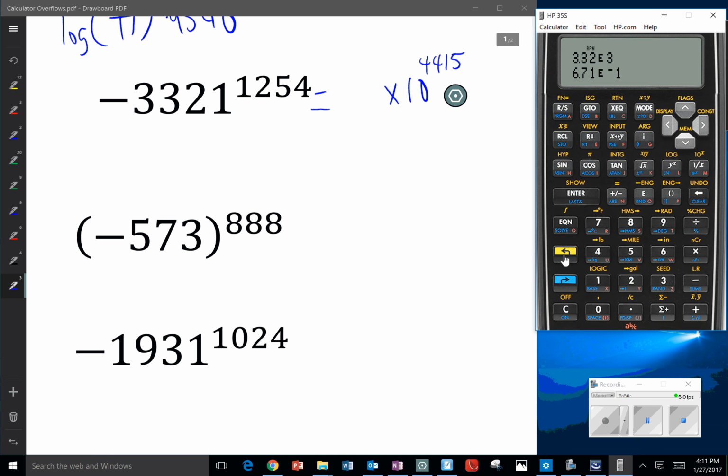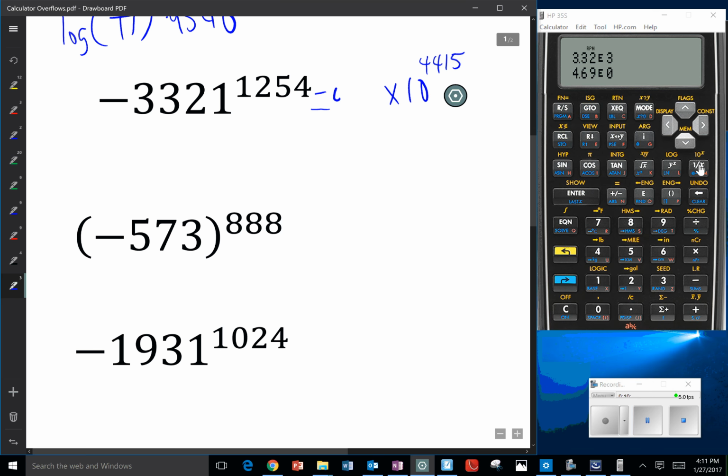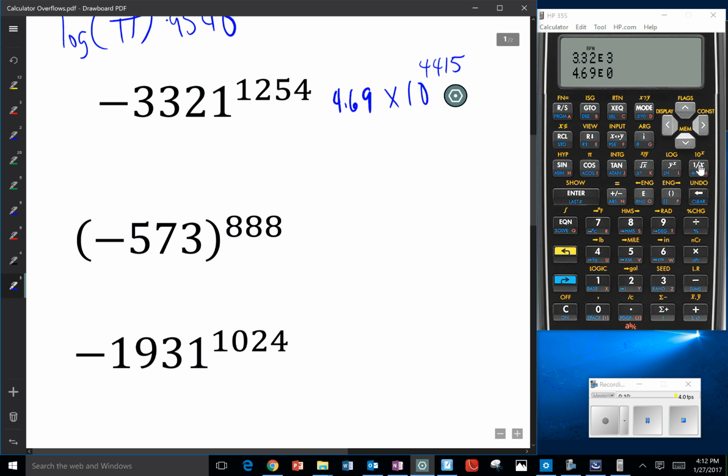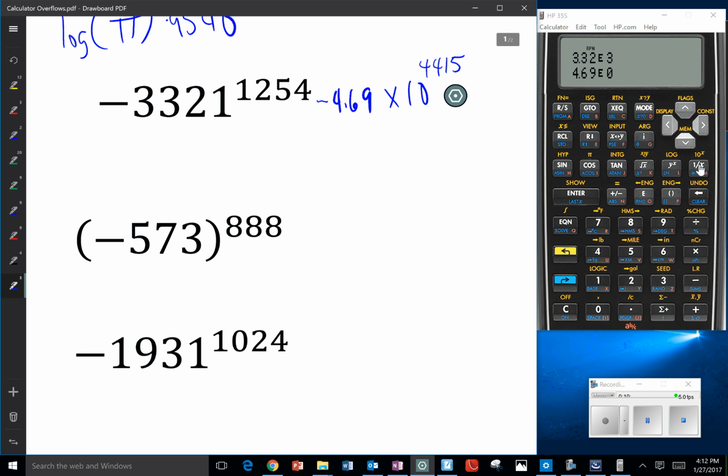And then remember, log at the beginning, 10 to the x at the end. And I get 4.69, right? 4.69 times 10 to the 4415 power. And then don't forget, what did we say at the beginning of this problem? This number has to be negative, right? So this number has to be negative: negative 4.69 times 10 to the 4,415 power. Humongously small number, right? All right, next problem.